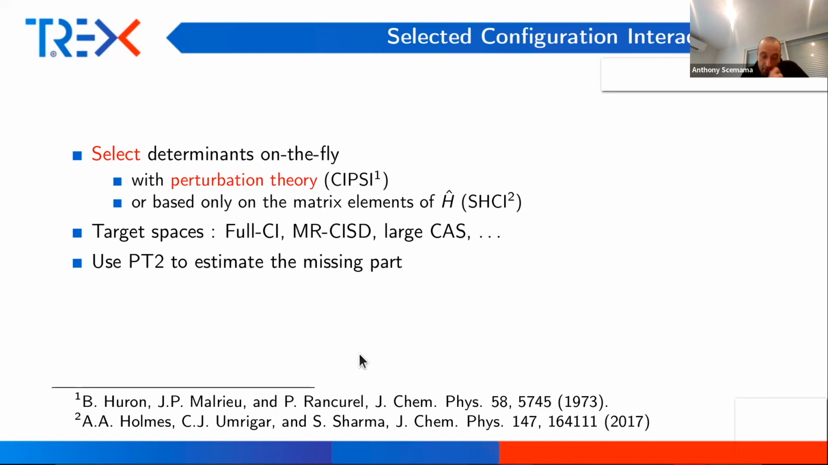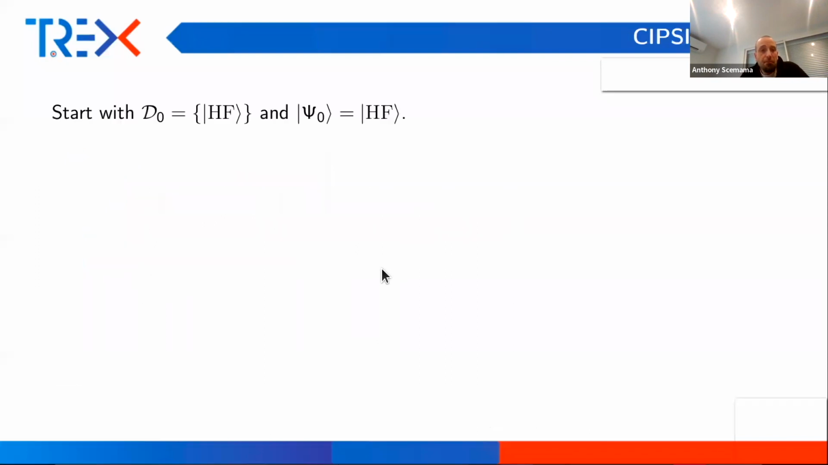And also the nice thing is that you select some determinants, so you don't select the whole target space, and what is missing, you can use perturbation theory to estimate the missing part. So here is the CIPSI algorithm, so that you understand how it works.